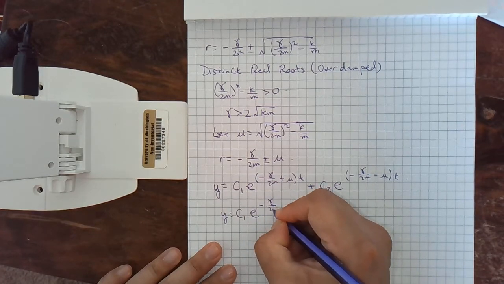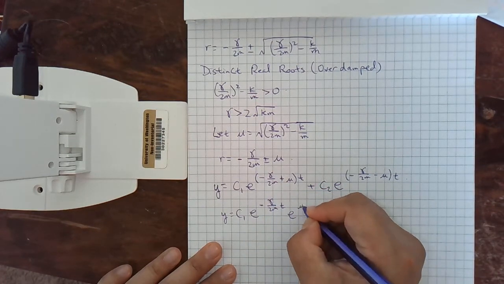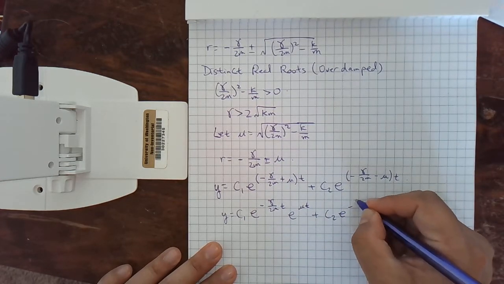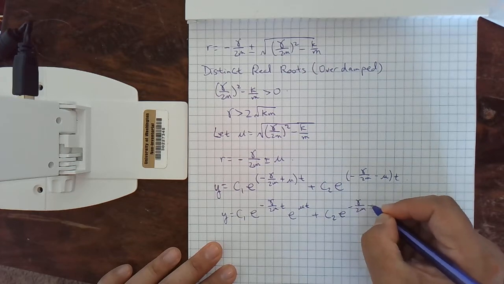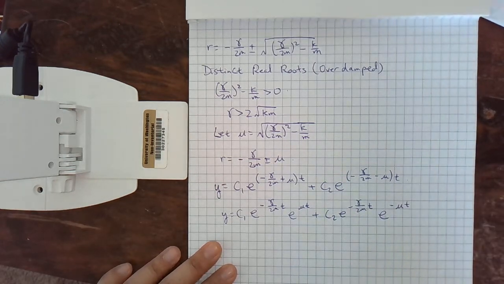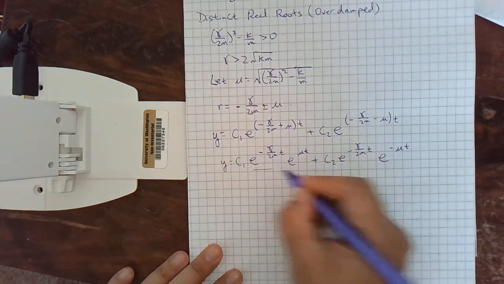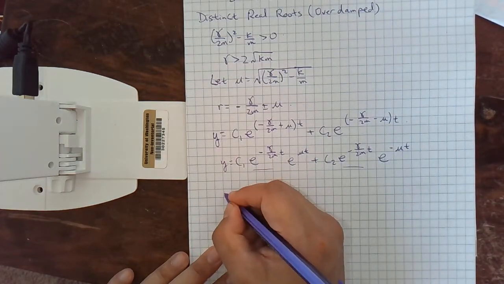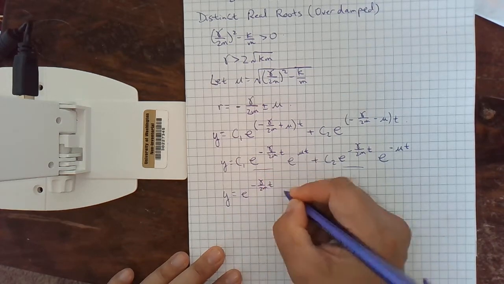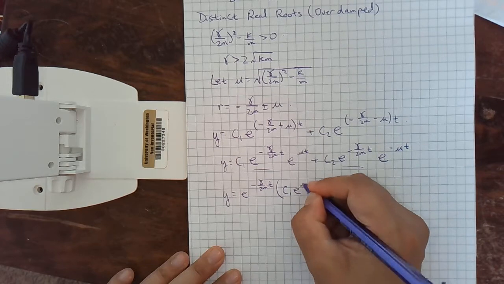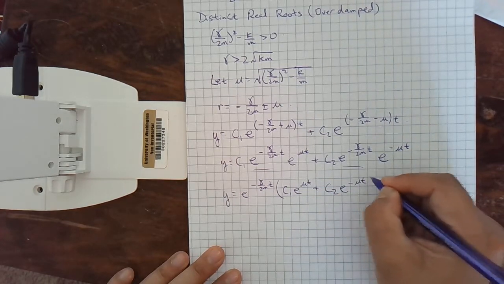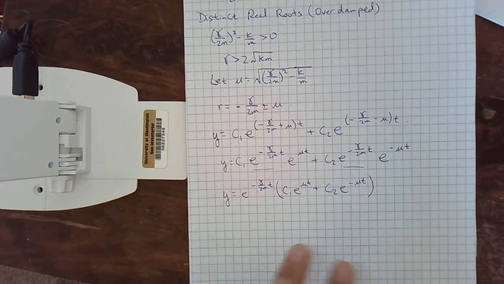e to the negative gamma over 2m t, e to the mu t. This is adding exponents, is multiplying in the base, e to the negative gamma over 2m t, and then e to the negative mu t. And now we can factor out this e to the negative gamma over 2m t, and we're left with c1 e to the mu t plus c2 e to the negative mu t. Okay, and we could leave it this way.